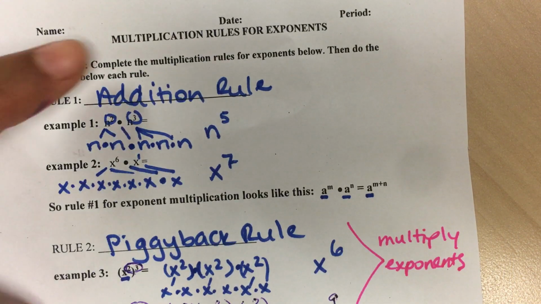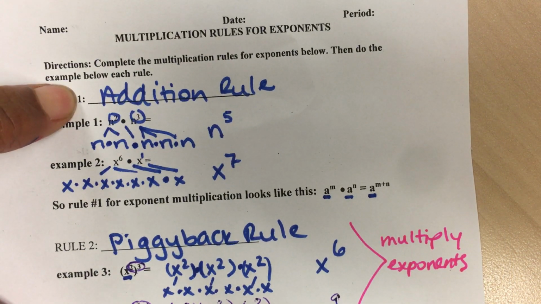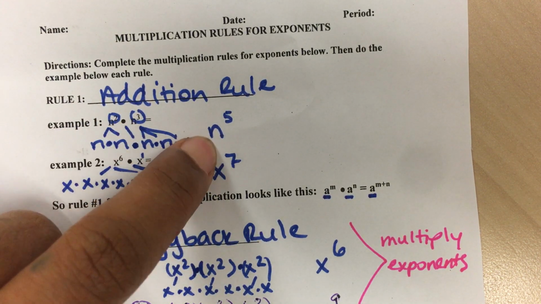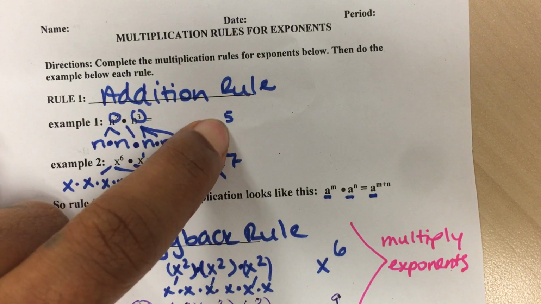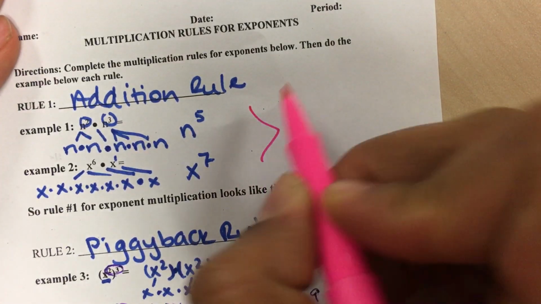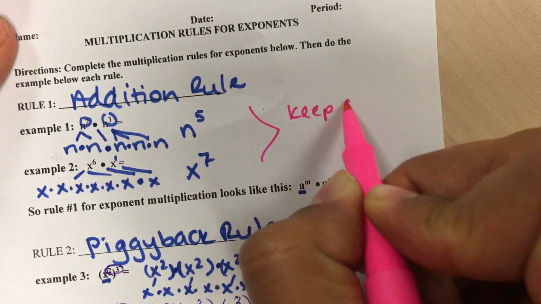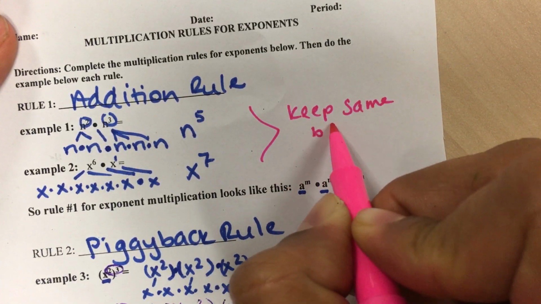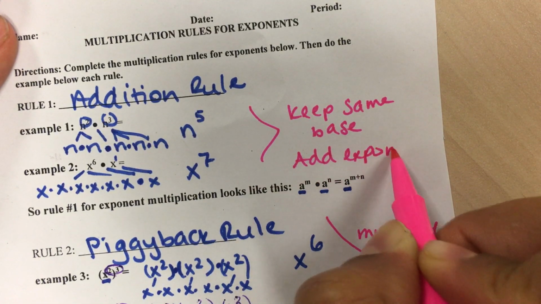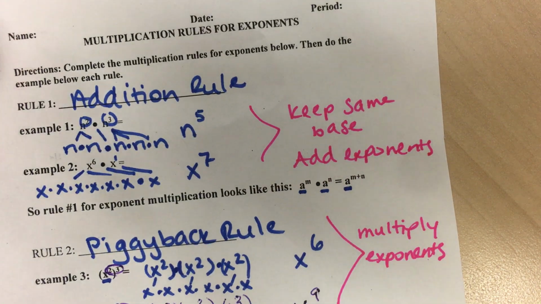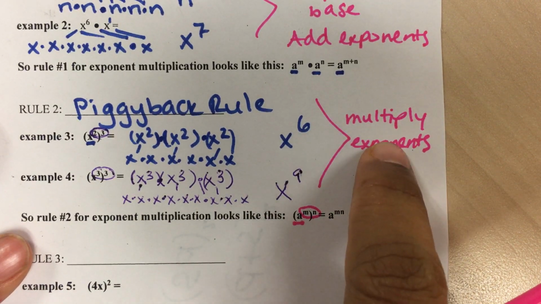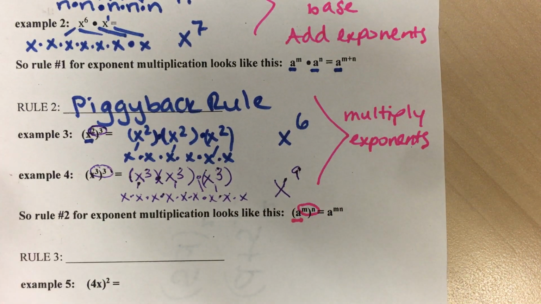So we've got, recap, addition rule. When we have the same base times the same base, we keep the same base and we add the exponents. So I want you to write a note up here as well that says keep same base, add exponents. Okay? Here, you multiply your exponents together because there's only one base you're working with anyway.